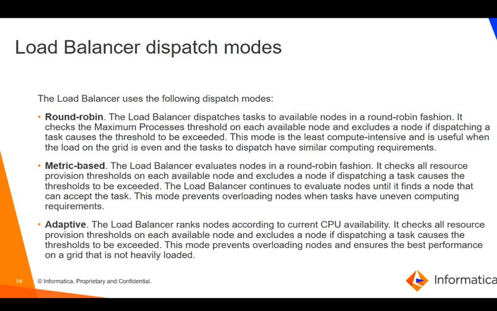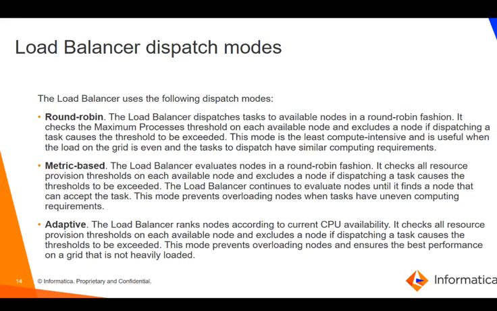In the metric based mode, the load balancer evaluates nodes in a round robin fashion. It checks all resource provision thresholds, not just the maximum process, and excludes a node if dispatching a task causes those thresholds to be exceeded, just like the max process threshold in round robin. And then the load balancer continues to evaluate nodes until it finds a node that can accept the task. So this mode prevents overloading nodes when tasks have uneven computing requirements.